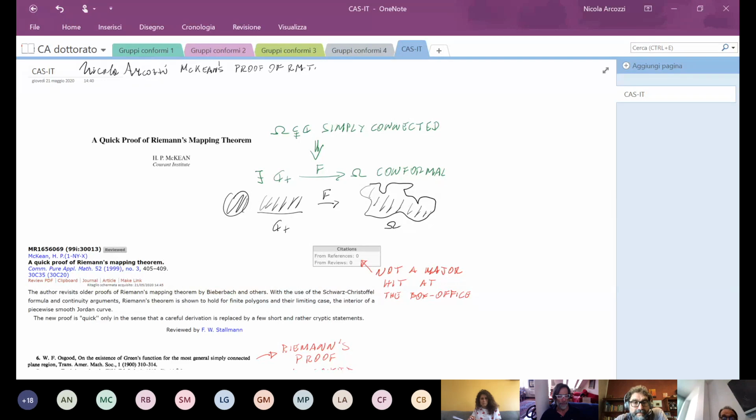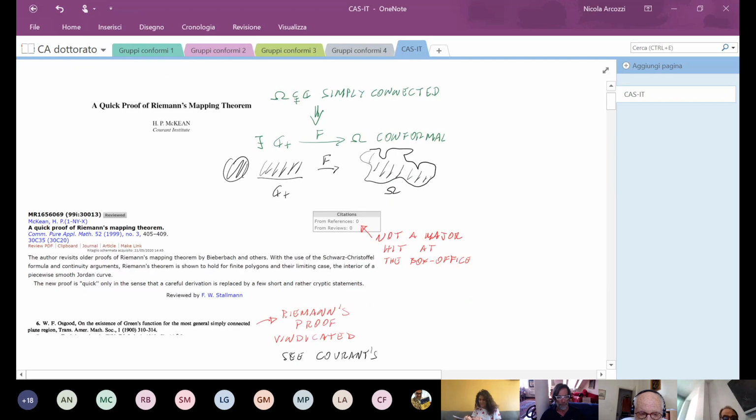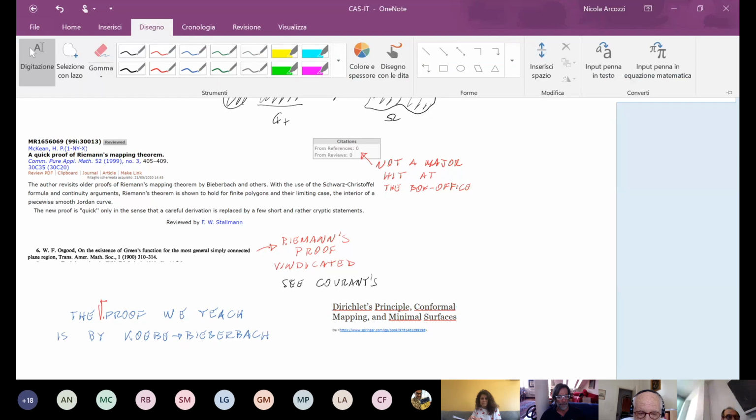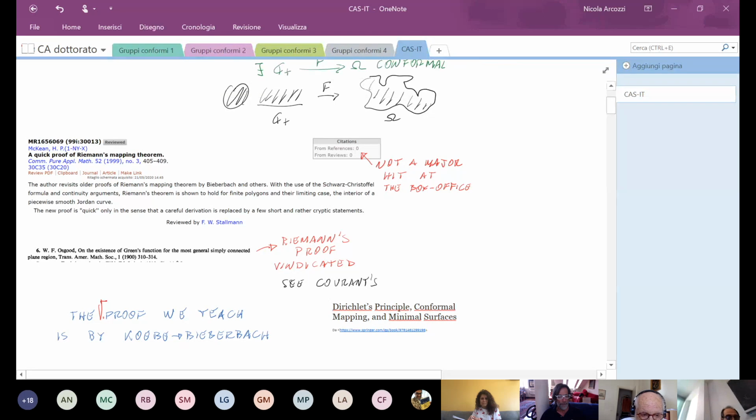So the article I'm going to talk about is by H.P. McKean, who is one of my favorite writers of math, also because his papers are full of ideas, typically concentrated in a few lines, and with no reasonable proof. In fact, this paper is from 1999, and the MathSciNet review says the proof is quick, only in the sense that a careful derivation is replaced by a few short and rather cryptic statements.